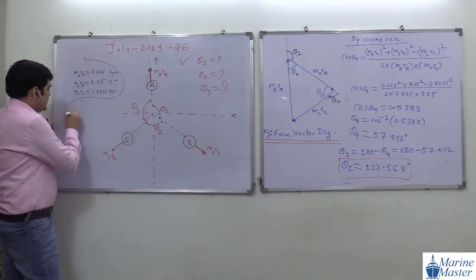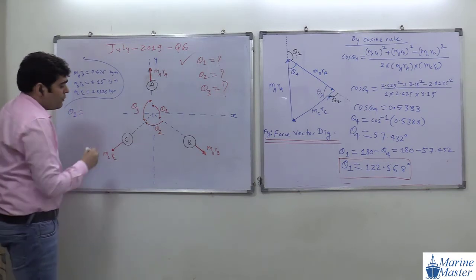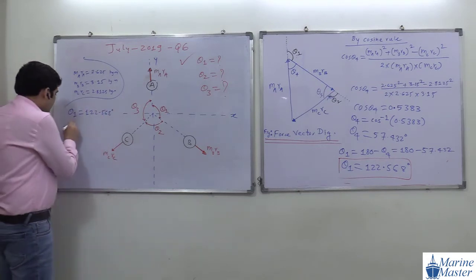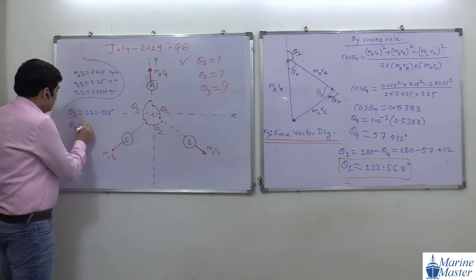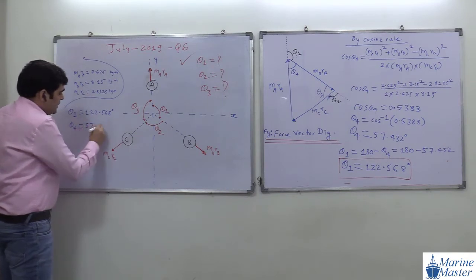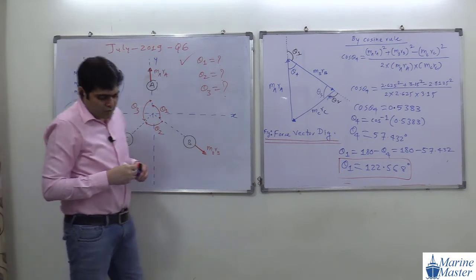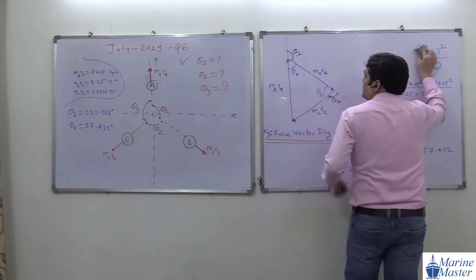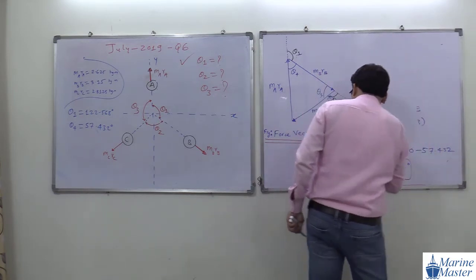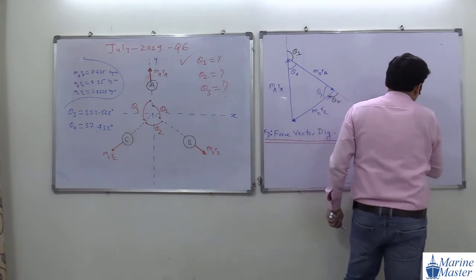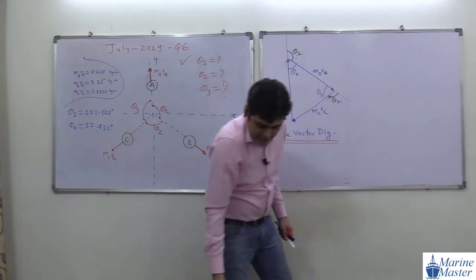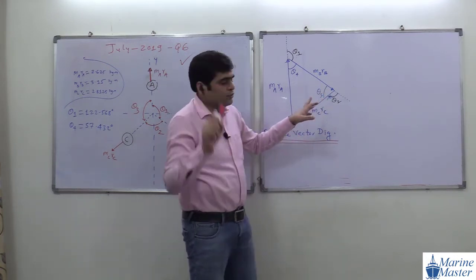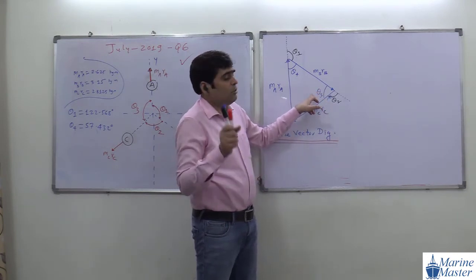So we got the value of what? Theta 1. How much theta 1 did we get? 122.568 degree. I am writing for my reference. Theta 4 we already calculated: 57.432 degree. Okay. I am writing down all these things for my reference. Now we got theta 1. What is remaining? Theta 2 and theta 3. So now for getting theta 2, what are we going to do? We are going to first of all find out theta 5.